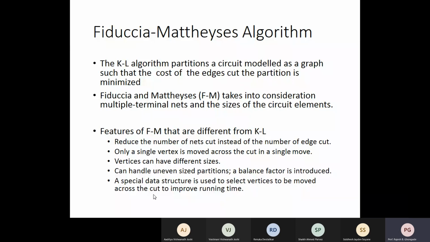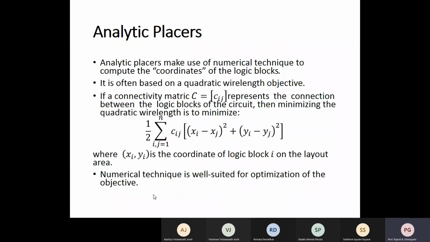It can handle uneven partitions or uneven sized partitions. There is something called a balance factor which is introduced. A special data structure is used to select vertices to be moved across the cut to improve the running time. So this is a much more improved version of the KL, and is mostly preferred in many of the placers. And there are something called analytical placers.